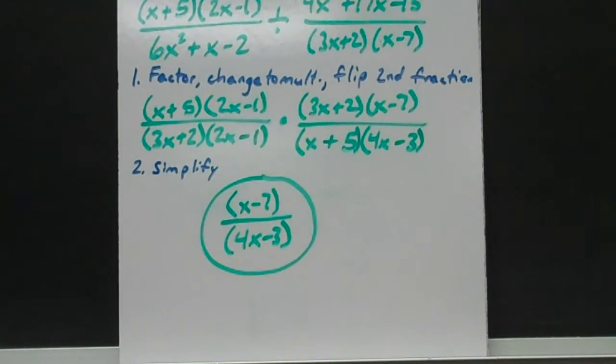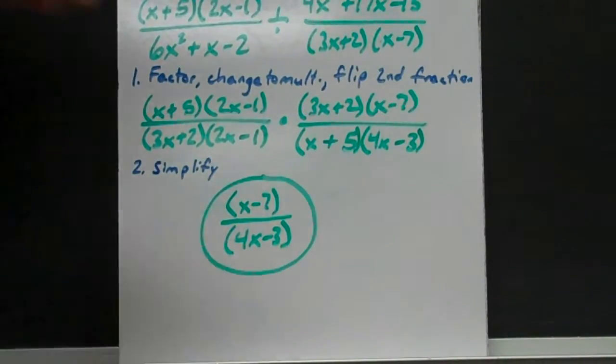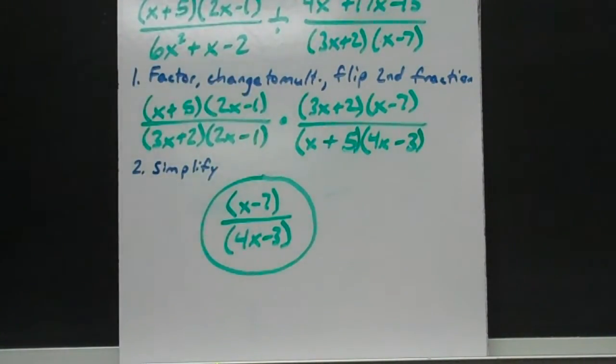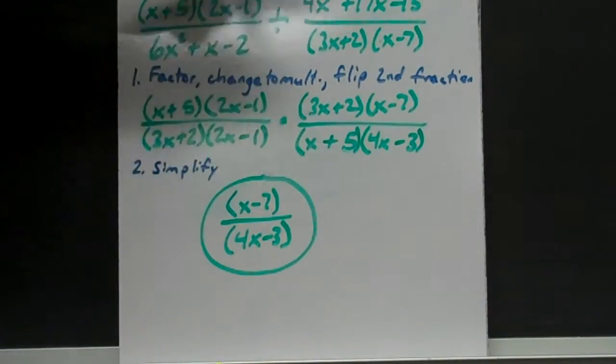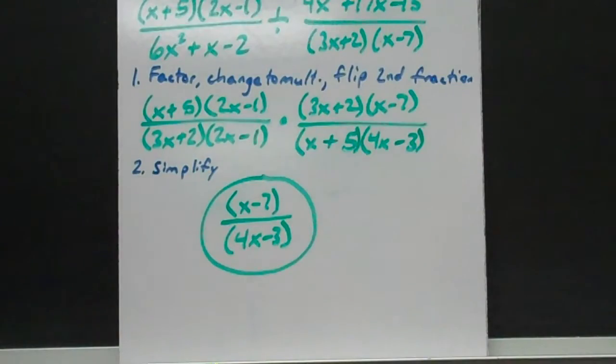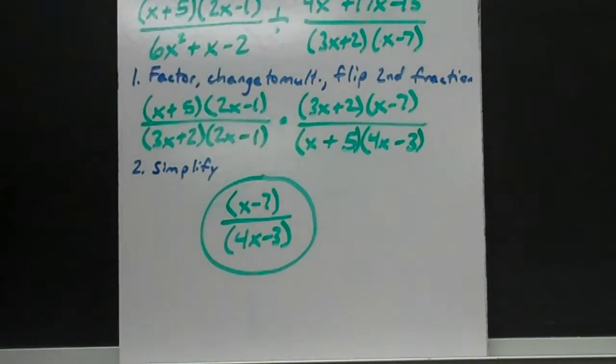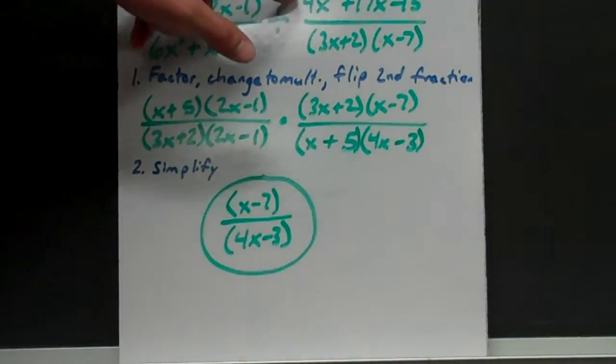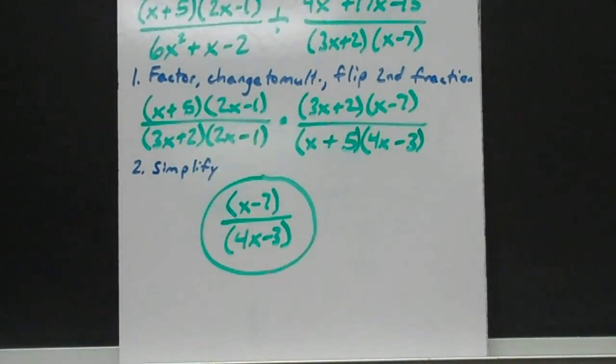And then we need to factor the bottom. On the bottom we had 6x squared plus x minus 2. That factors into 3x plus 2 and 2x minus 1. Then we changed our division sign to multiplication, which meant we had to flip the second fraction. So on the bottom we had 3x plus 2 times x minus 7. That now is on the top. On the top we had 4x squared plus 17x minus 15. We need to factor that and put that now on the bottom. So when we factor that, we get x plus 5 and 4x minus 3 on the bottom.